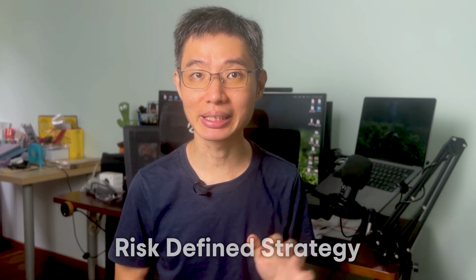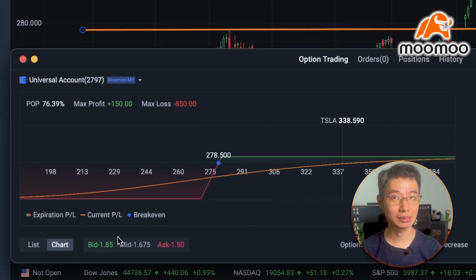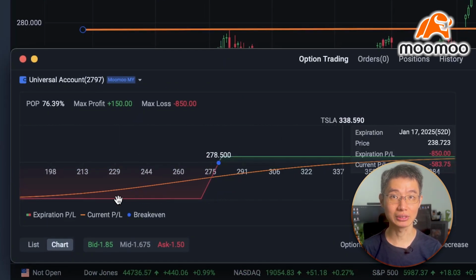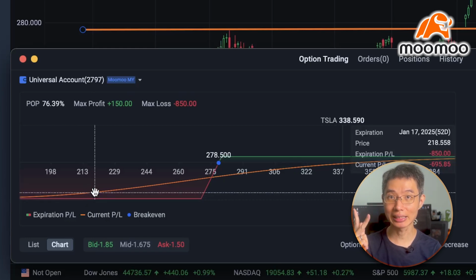2. Credit spread is a risk-defined strategy, meaning my max loss is capped and I will never lose more than what I risk. For example, for this put credit spread, my max loss is $850. So even if the stock crashes all the way down, I will only lose at most $850.